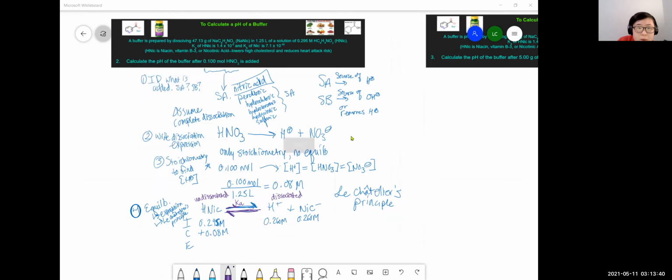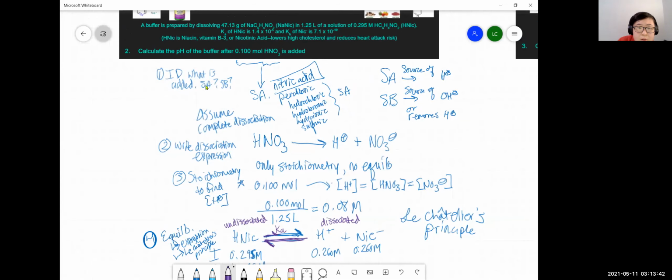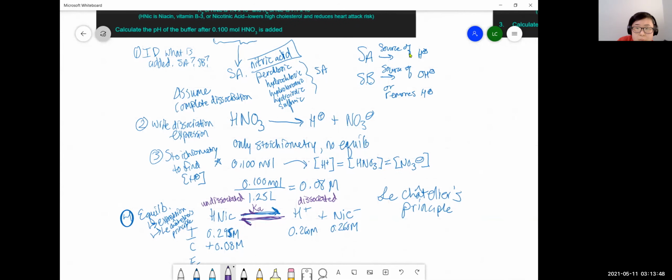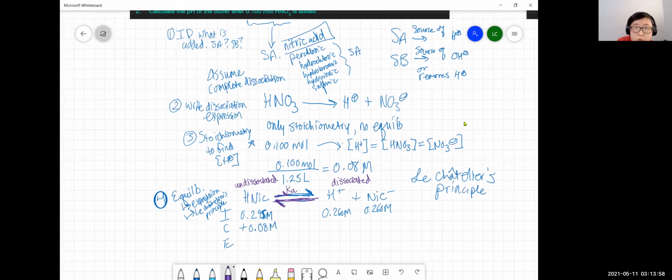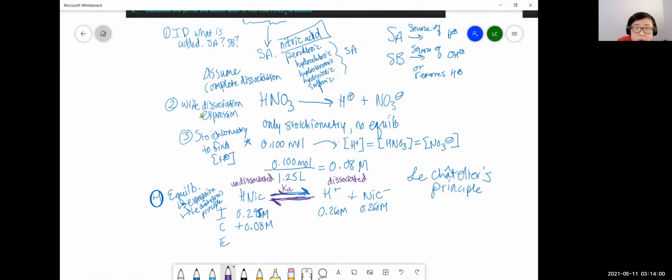So once again, we just need to identify what is added. Is it a strong acid or base? We added nitric acid, and strong acids are a source of protons. Strong bases are a source of hydroxide, or remove protons. And so you just have to write the dissociation expression.